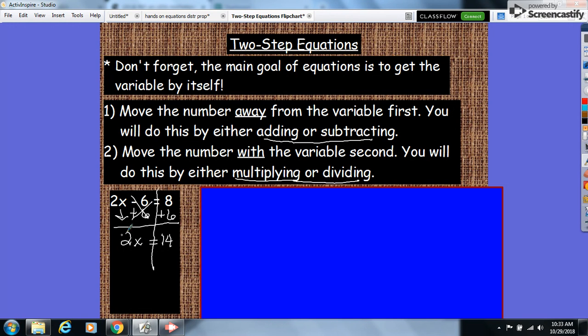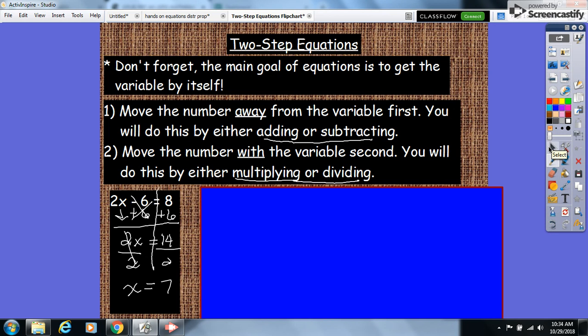This right here, this coefficient of 2, being right next to the x, means there's going to be 2 of those x's. 2 times something gives me 14. Well, since it's showing me multiplication, the inverse operation for multiplication is division. So I'm going to divide both sides by 2. When I do that, 14 divided by 2 gives me 7. So I end up with x equals 7.